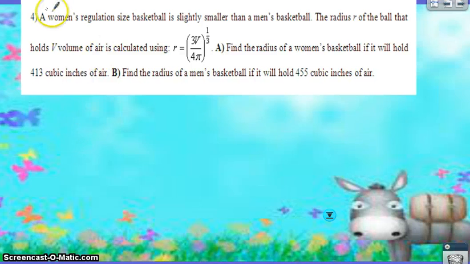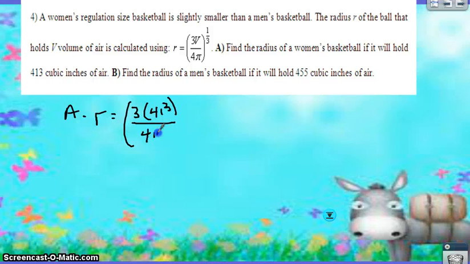Just like this one. We have a basketball. Okay, great. Here's the formula I want to use. Letter A says, find the radius of a woman's basketball if it will hold 413 cubic inches of air. Well, V is the volume of air. So I'm going to plug in 3 times the 413 divided by 4 pi, all raised to the 1/3 power.